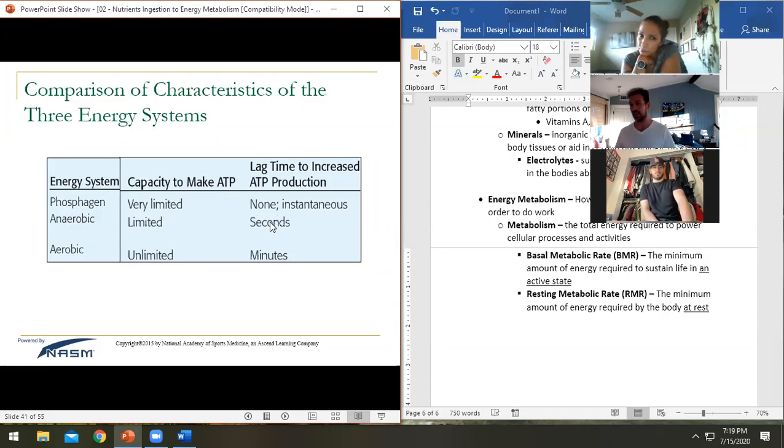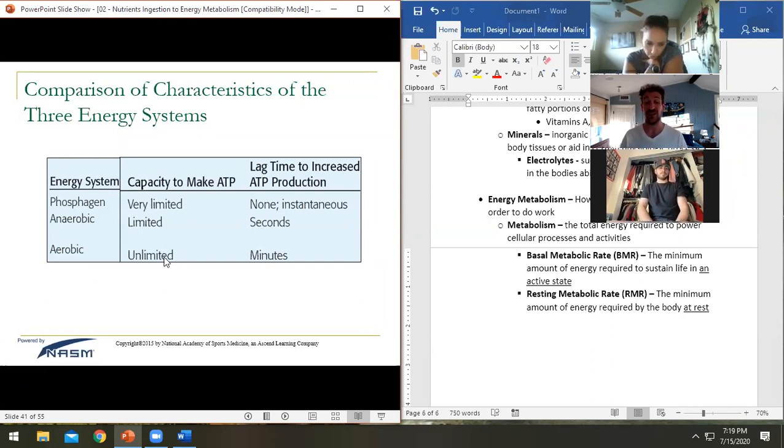This is basically like 10 seconds up to, sometimes I think NASM likes to quote it 10 to 50. That's the glycolysis system. Most people will say like 10 to 30. And then you've got your aerobic system.